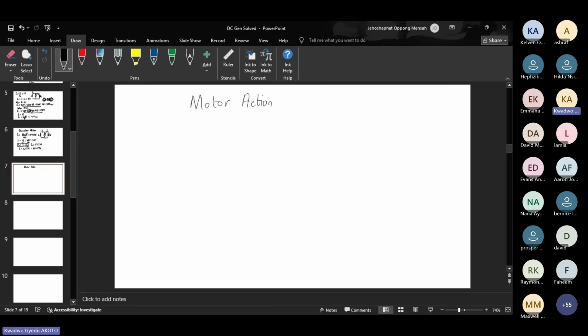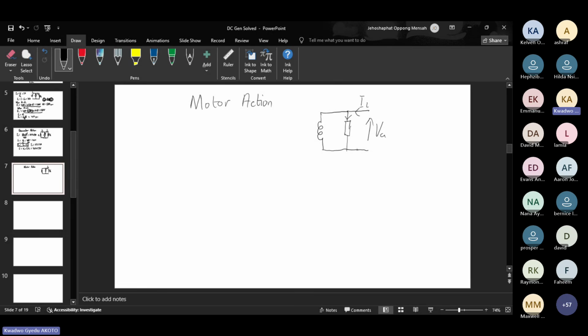so for motor action, let's redraw our machine, right? So for motor action, we have some supply driving a current to turn our machine.